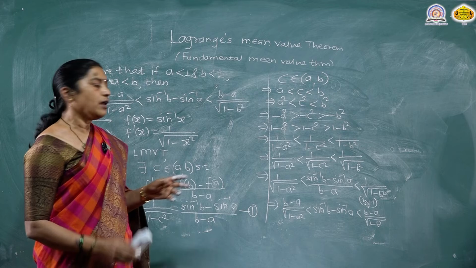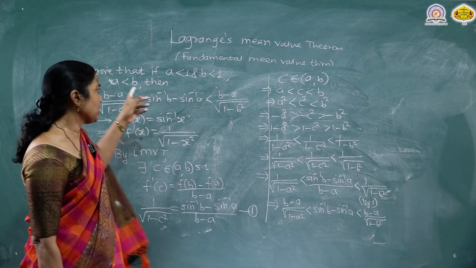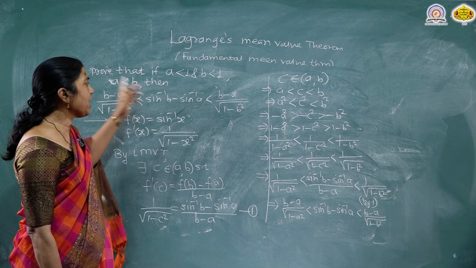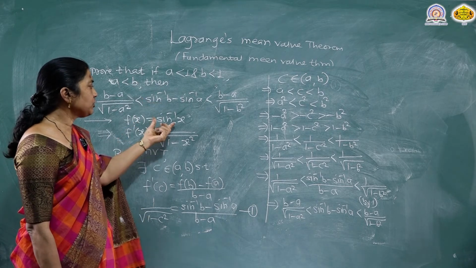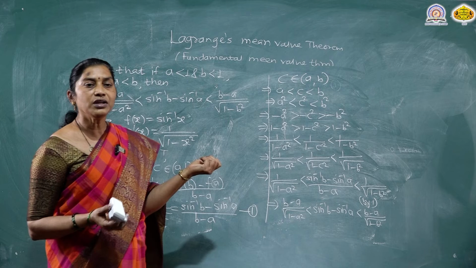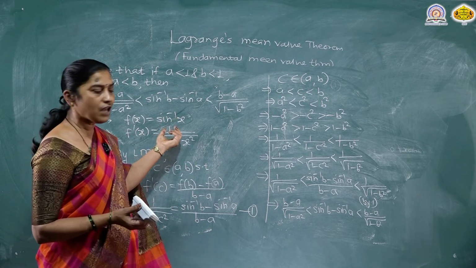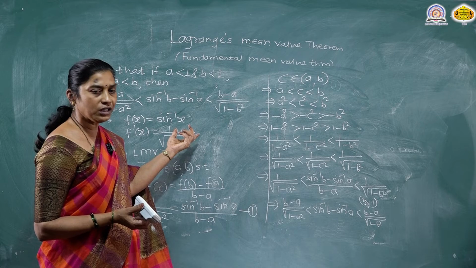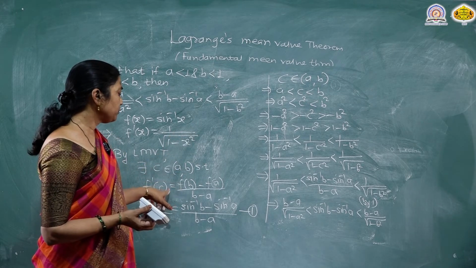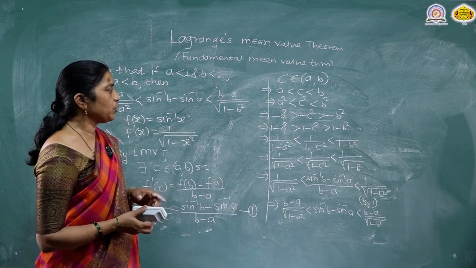So observe that Lagrange's mean value theorem can be used to solve such examples. It is given that a is less than b. We take the function f(x) is equal to sin inverse x. Being an inverse trigonometric function, it satisfies Lagrange's mean value theorem, that is, continuity and derivability on the closed and open interval respectively, and therefore we get f'(c) is equal to (f(b) minus f(a)) upon (b minus a).